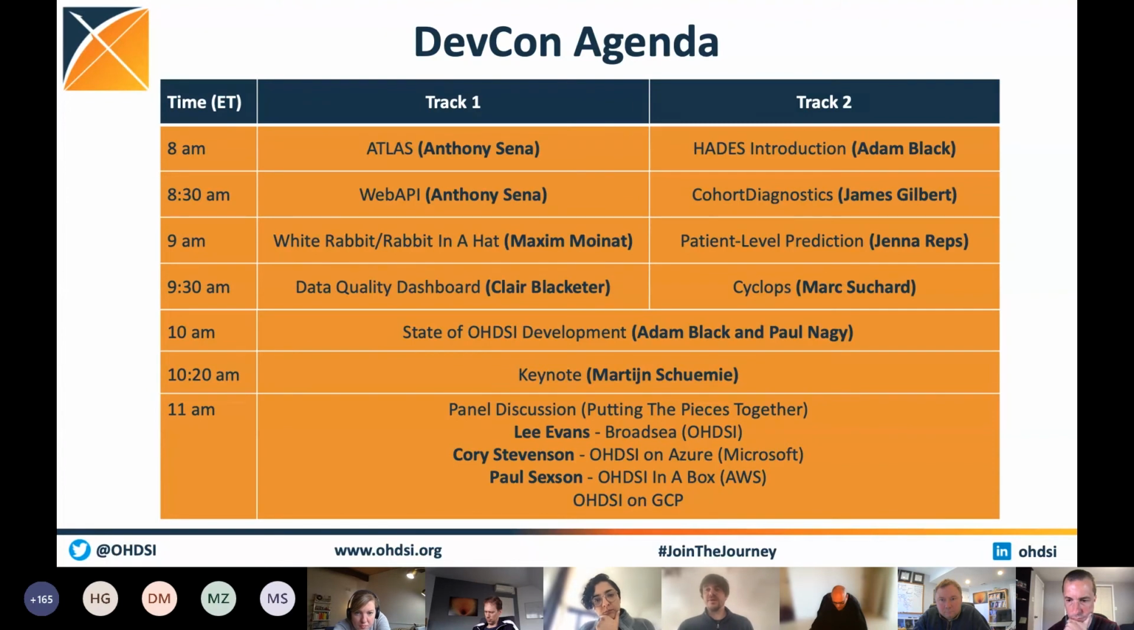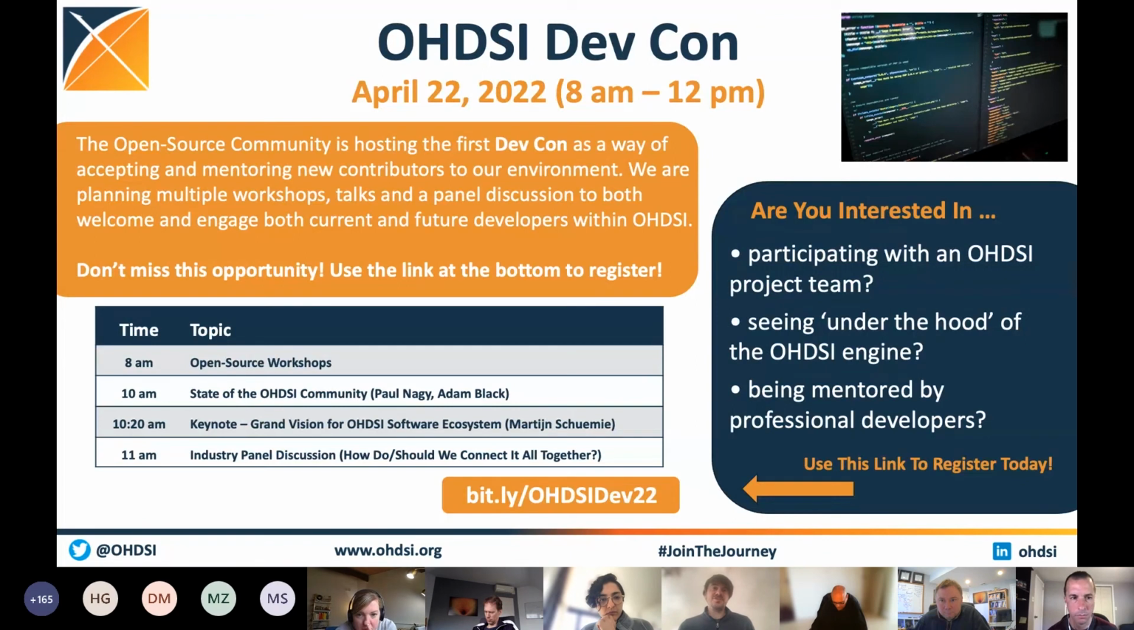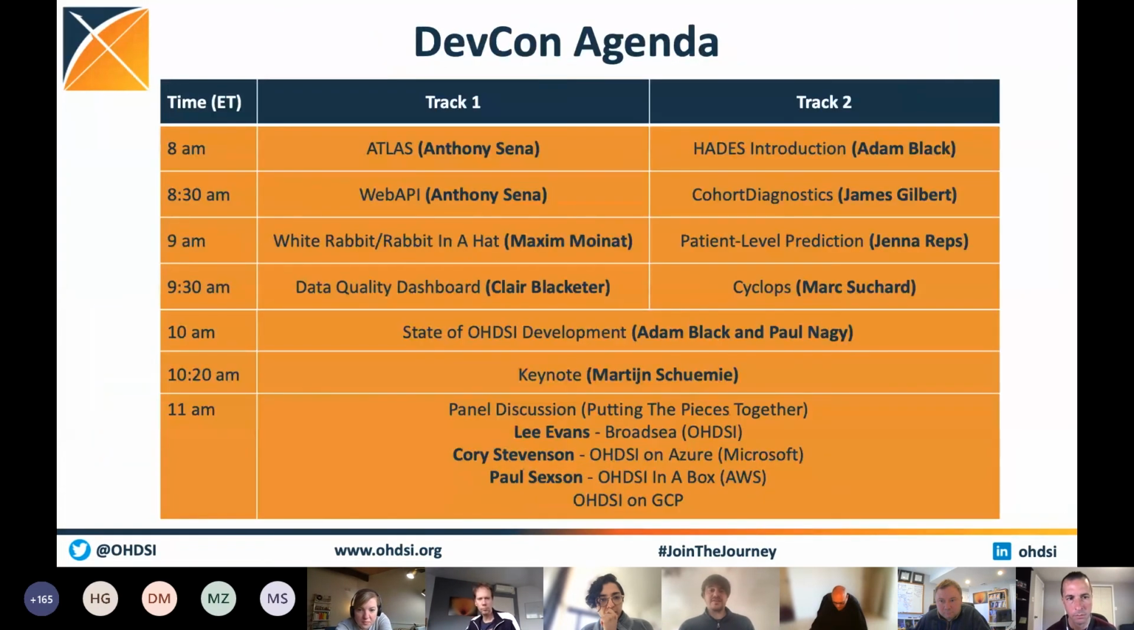It's a place for all the developers to get together and learn from each other, and so we're going to start the day, April 22nd, with 2 tracks full of workshops. One's going to be focused on Atlas, Web API, Rabbit in a Hat, and data quality dashboard, and the other one will be about Hades, and we'll talk about core diagnostics, spatial prediction, and Cyclops. And then Paul and I are going to talk about the state of Odyssey development community and present some data that we have from all of the data that we scraped from GitHub.